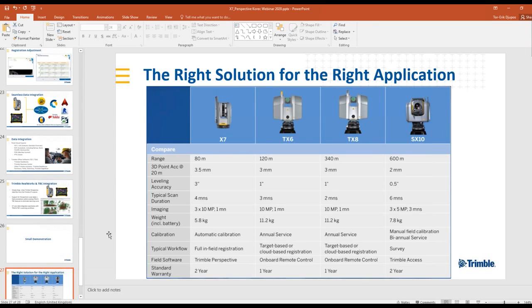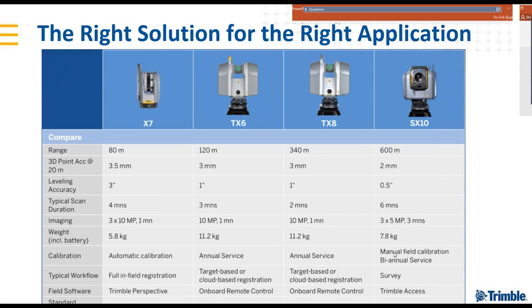I also just wanted to say very quickly that, of course, the X7 isn't the only scanner we do. We also have a couple of other scanners, such as the TX6 and TX8. They are bigger scanners, but they have very different scan performance factors in them. And then, of course, also the SX10, which, strictly speaking, isn't a scanner. It's a total station that has scan capabilities. But again, it has some unique features and functionality for that.